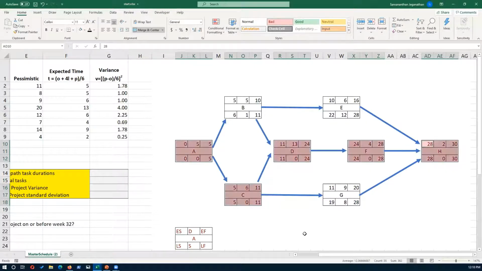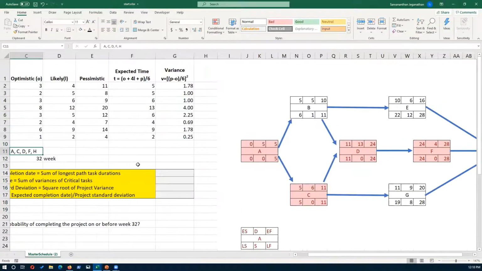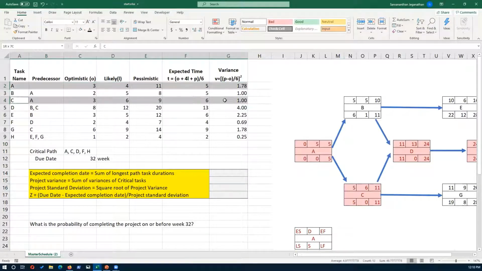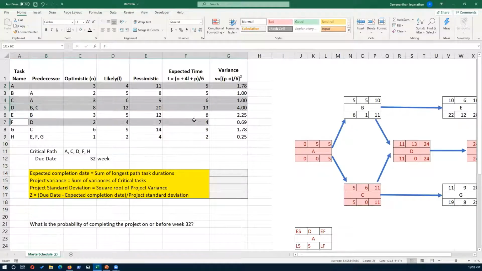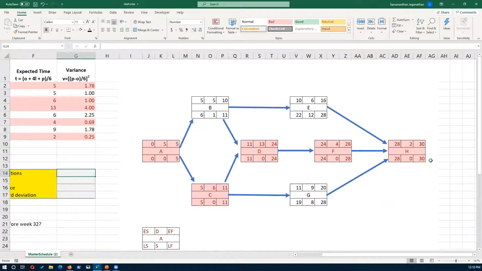I'm just going to quickly highlight that to show the critical path. So the critical path here is A, C, D, F, and H. That's how we find the critical path. So that is A, C, D, and F, and H. Highlight that. Now to calculate the expected completion date, we already did that, that's 30.